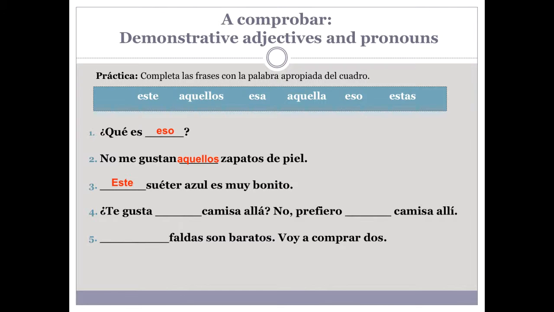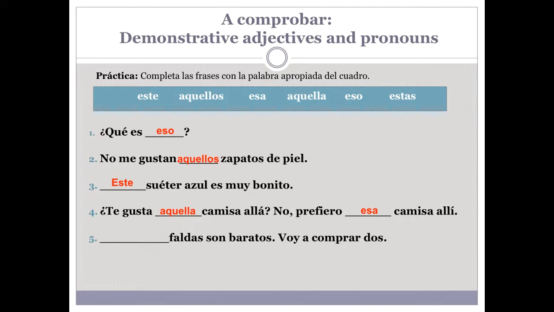¿Te gusta blank camisa allá? You have to know masculine, feminine, singular, or plural of camisa. Aquella camisa. Your clue was allá, way over there. No, prefiero blank camisa. Here's a clue. Ahí. There. Not way over there, just there. And it would be esa.